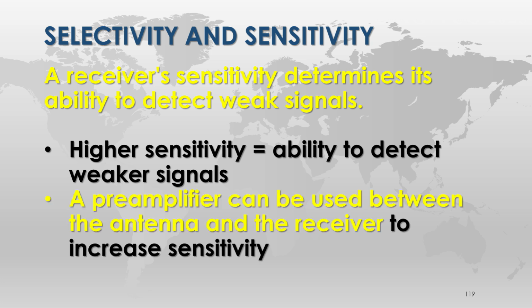A preamplifier can be used between the antenna and the receiver to increase sensitivity, so that billionth of a volt gets jacked up to 5 billionths of a volt, or whatever it is. Some radios have a preamplifier built in, and you can turn it on or off. It's normal, and there are 2 preamplifiers on my 7300, just push a button.